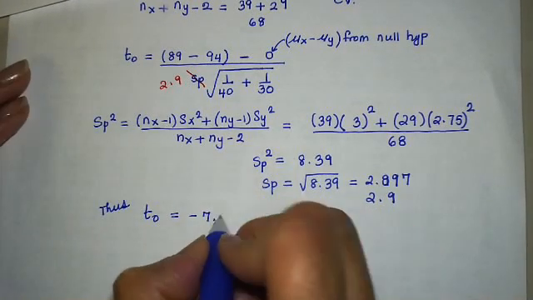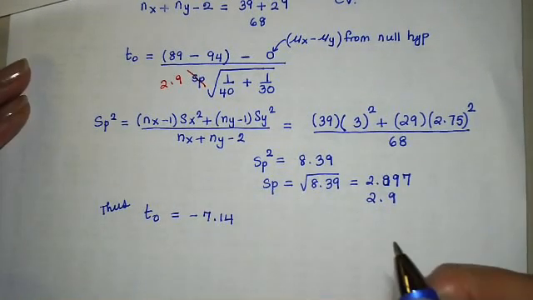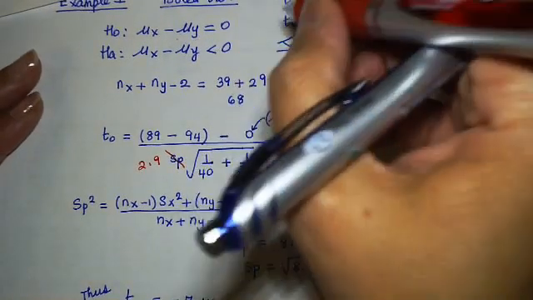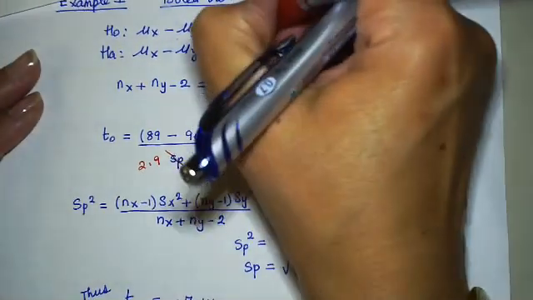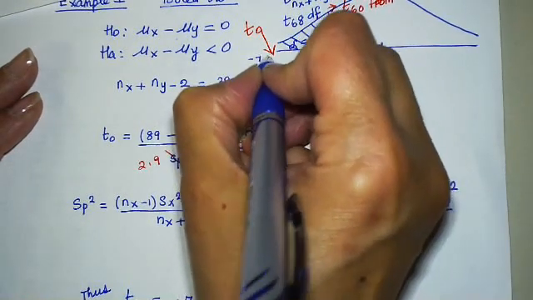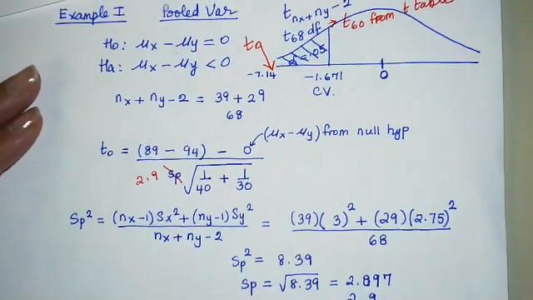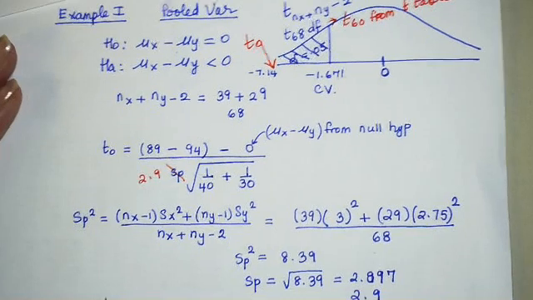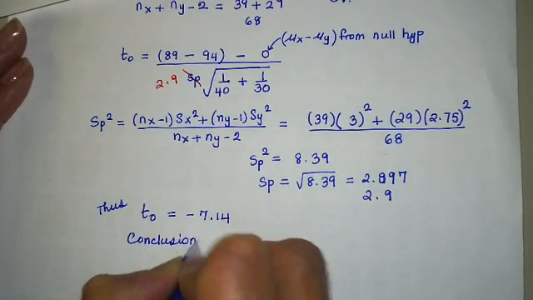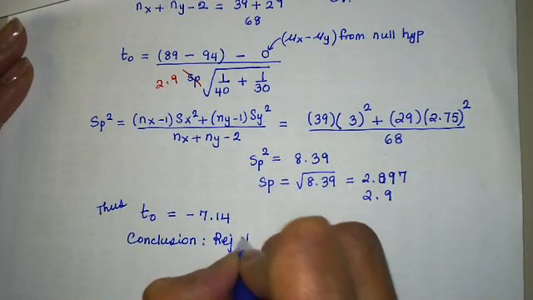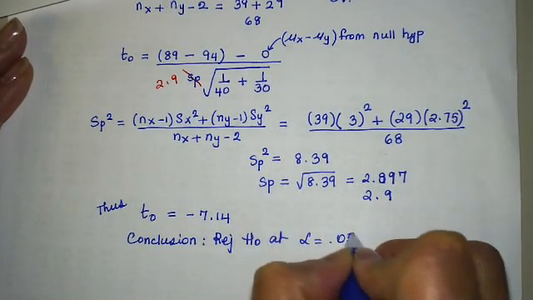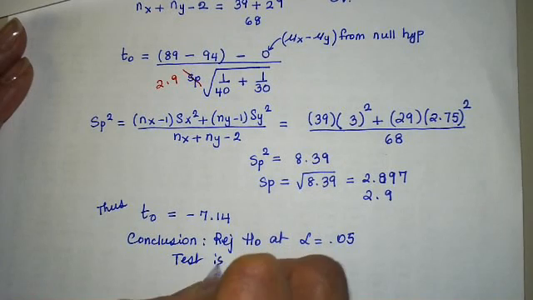What do you get? Sorry, what did you get? Negative 7.14. Anyone else get that? Yeah. Great. I'm going to go drop that into this picture, and it falls here. T naught, negative 7.14.